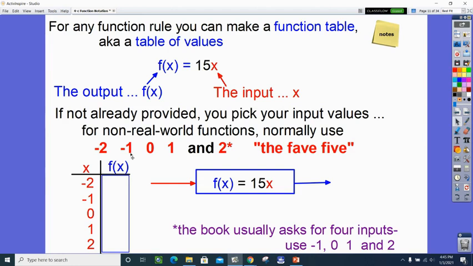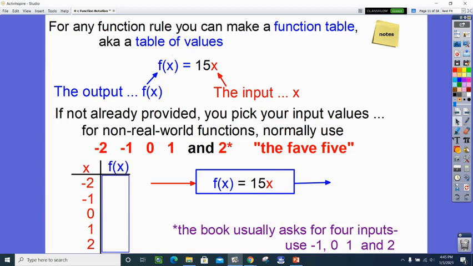I like 2 negatives and I like 2 positives. I love the number 0 when all of these are allowed to be put in. They're great choices. So my favorite 5 inputs are -2, -1, 0, 1, and 2. I call them the Fave 5.